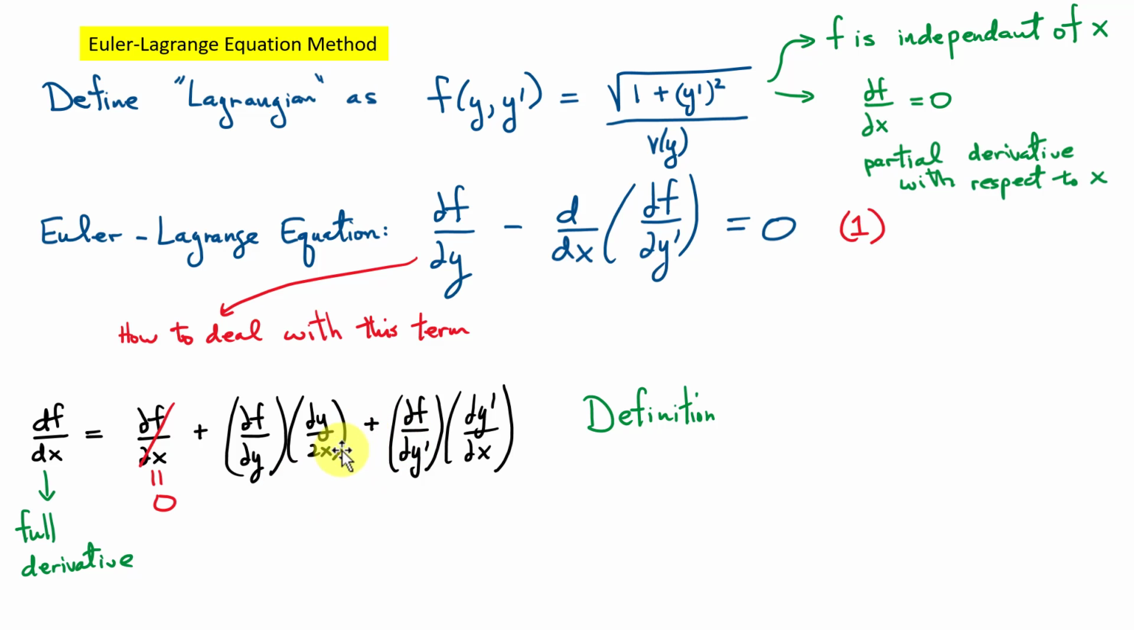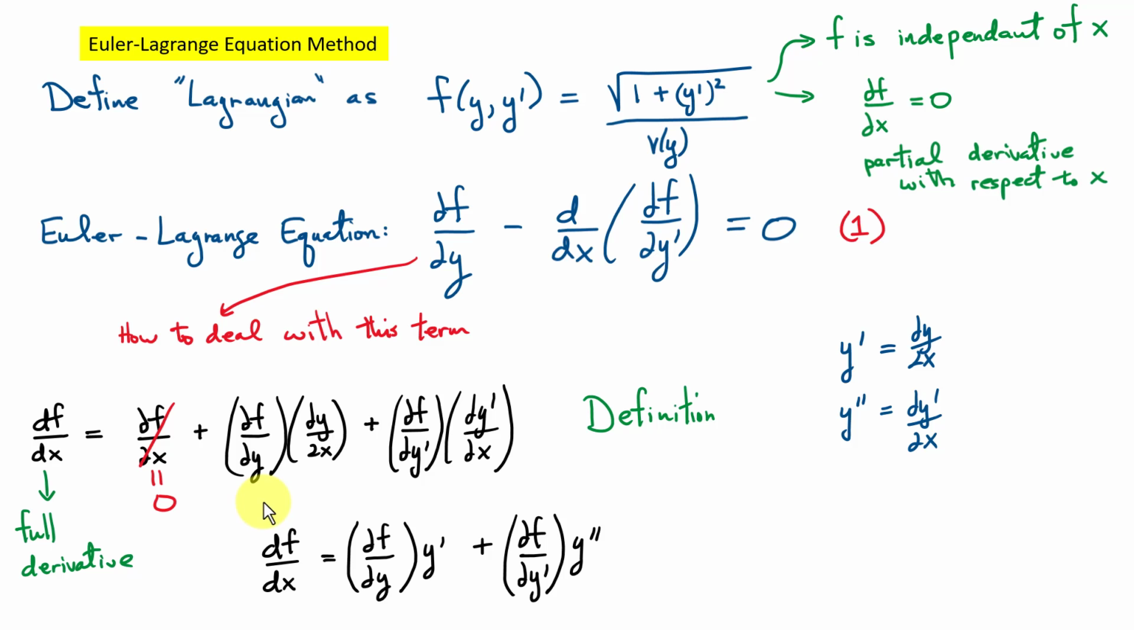Now, what you can do is introduce some similar definitions to what we did previously. For example, I call y prime dy over dx, and I call y prime prime the derivative of y prime with respect to x. That's just going to simplify the notation for both of those terms on the right-hand side of my full derivative. So if I do that, this is what it boils down to: the full derivative of my Lagrangian with respect to x is equal to the sum of both of those terms. Now the reason I want to do this, well, look at this first term.